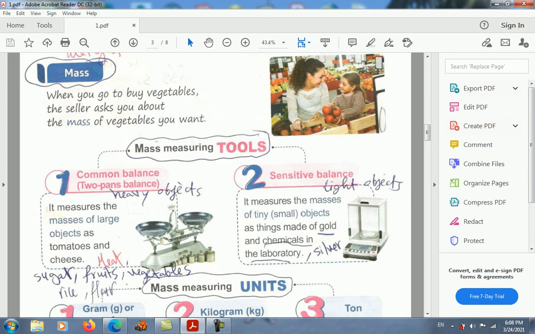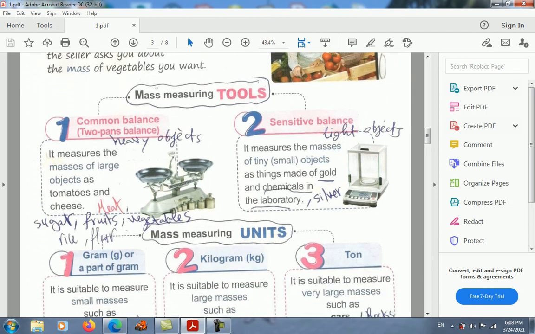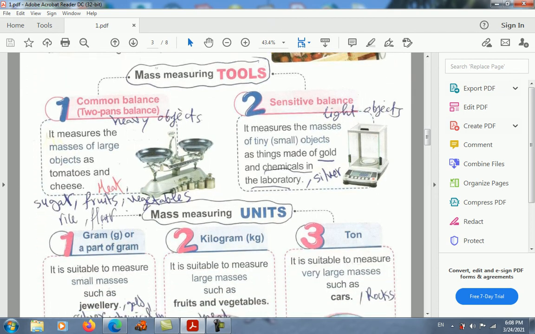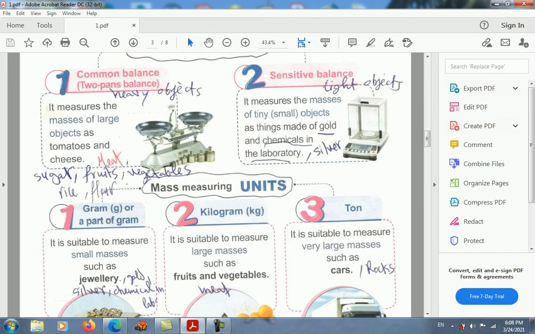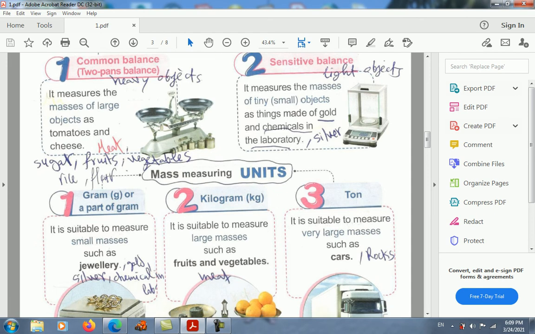Let's go to mass. When you go to buy vegetables, the seller asks you about the mass of vegetables you want. So, the mass measuring tools are: number one, common balance or two pounds balance. It measures the masses of large objects as tomatoes and cheese. Number two, sensitive balance. It measures the masses of tiny or small objects as things made of gold and chemicals in the laboratory.